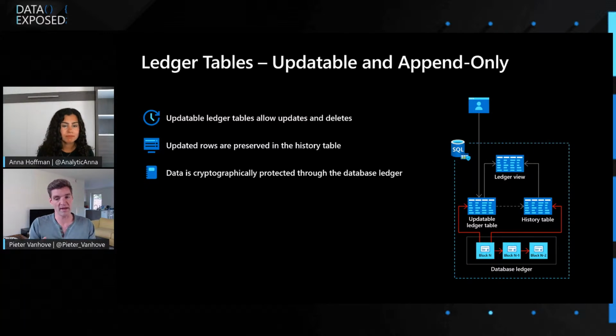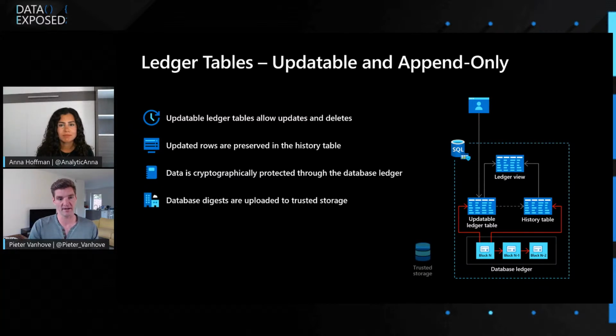Now, once we have these hashes or these blocks, we also call them database digests, what we're going to do next is offload those digests automatically to trusted storage. What we consider trusted storage is Azure Blob Storage with the immutability settings switched on, or we also have a new service in Azure called Azure Confidential Ledger.